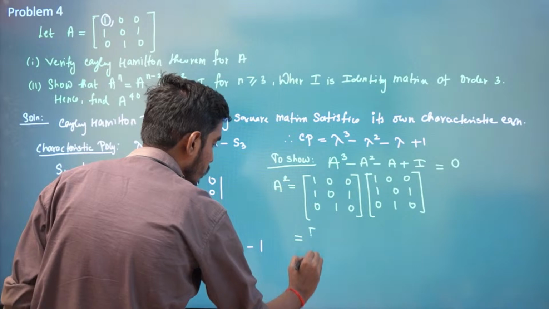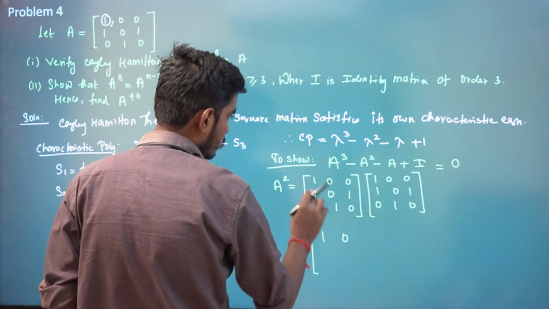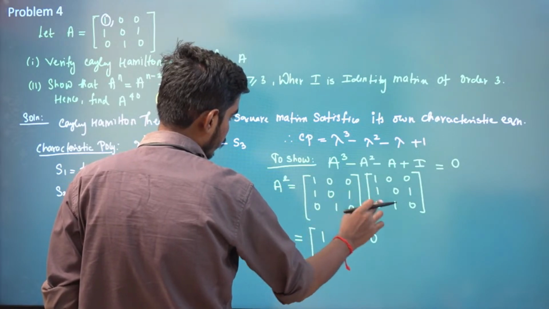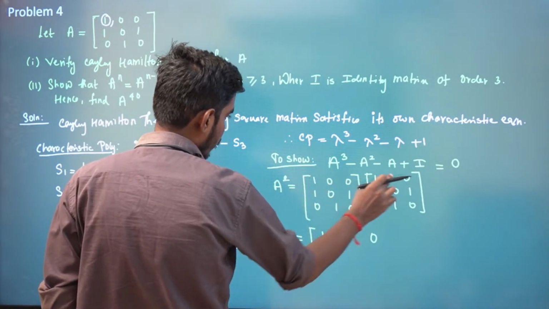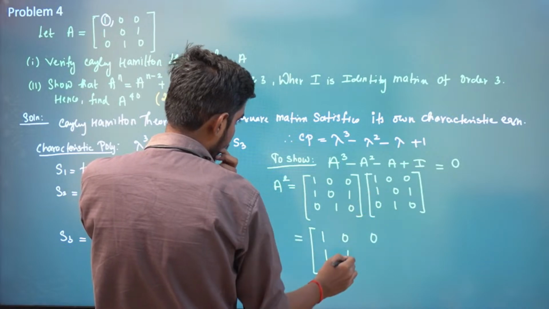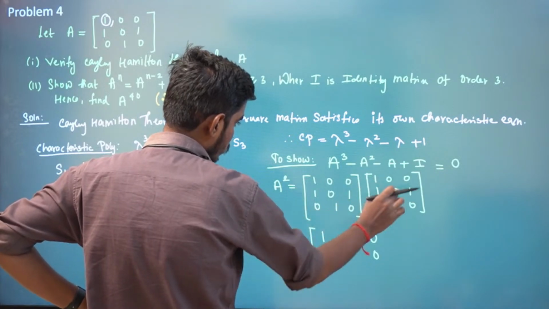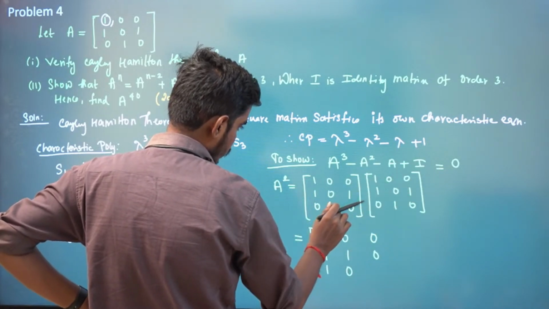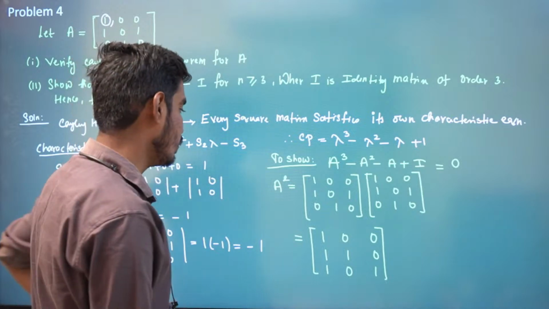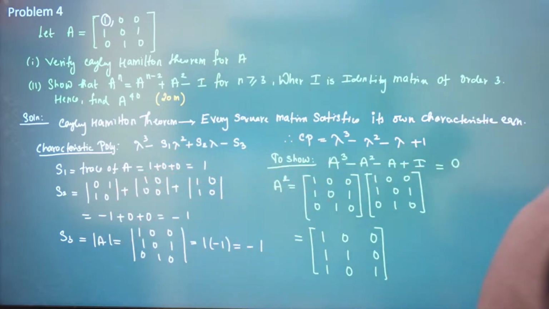So if you multiply, what will you have? So this into this, so you will have 1 into 0 plus 0 into 1 plus 0 into 0, and so on. You know how to do matrix multiplication, right? That's what I'm doing here. So A square turns out to be 1 0 0, 1 1 0 and 1 0 1.